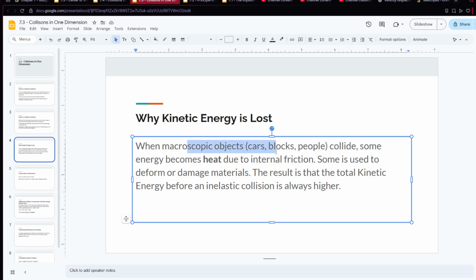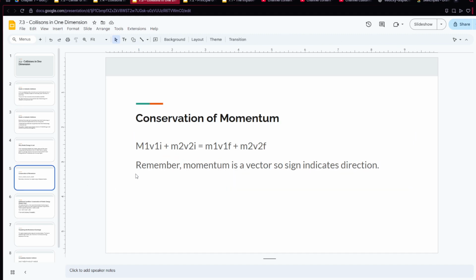When macroscopic objects like cars, blocks, and people collide, some energy becomes heat due to internal friction, which is why we do lose kinetic energy, because work is done. Remember, work is related to kinetic energy. If we're doing work on the surroundings, it's technically negative work relative to the system, which means you just multiply by negative on both sides. In other words, we are losing kinetic energy if we do work.